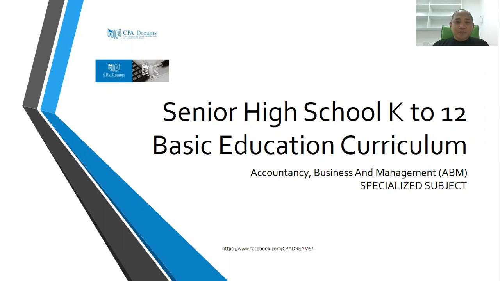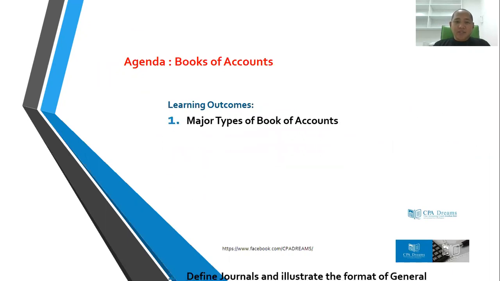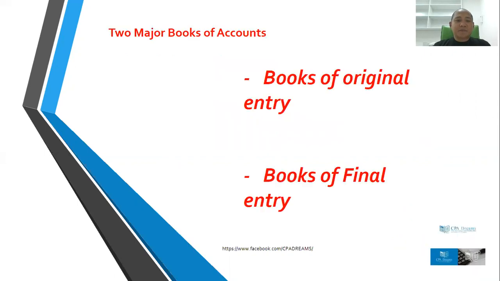So now, moving on, like I have said, our agenda is books of accounts. I divided it into two parts. This is part one, which will be focusing on the journal. So we are going to identify the types of books of accounts, and then I'm going to give some illustration or format of special journals. This is a very short lesson.